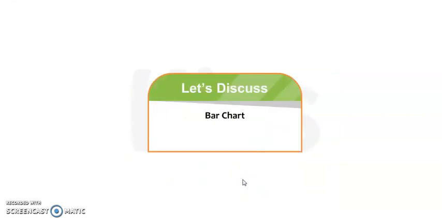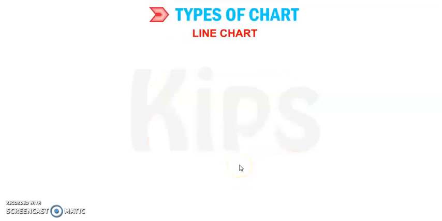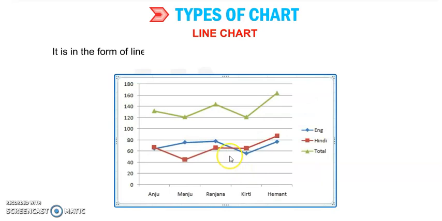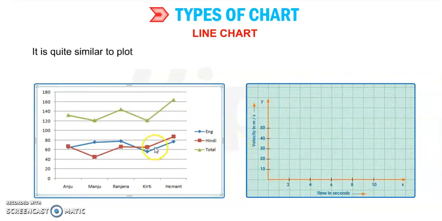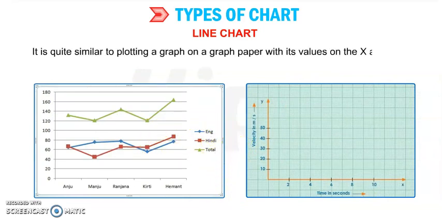Now there is another point. Let us discuss bar chart and column chart. Next chart is line chart. Okay, in the form of a line, it is used to illustrate trends in data at equal intervals. It is quite similar to plotting a graph on graph paper with its values.